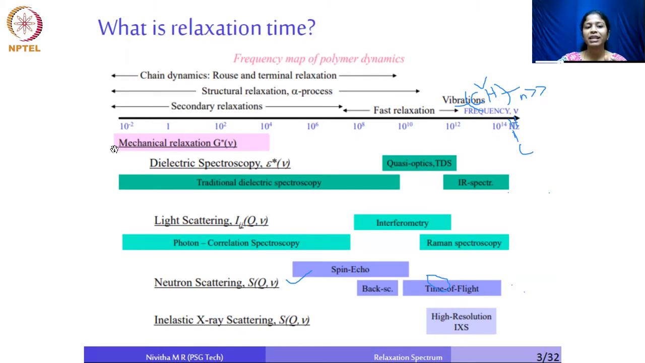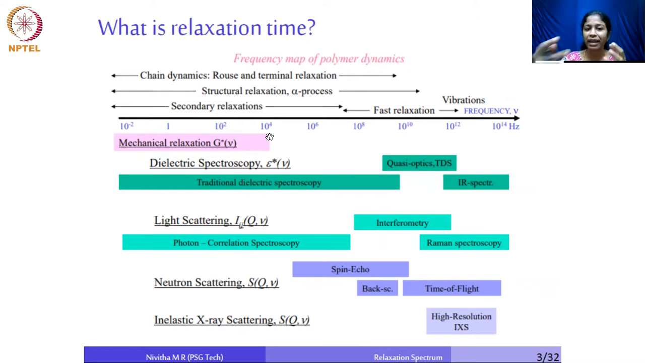So basically, we are interested in the mechanical relaxation. There are many other relaxation methods available here. Let us not worry about all of them. We are only worried about the mechanical relaxation. So the frequency range for this mechanical relaxation is 10 to the power minus 2 to 10 to the power 4 hertz. So basically, when you convert into time, we will be having 100 seconds to 10 to the power minus 4 seconds. Modes which relax in this time range.